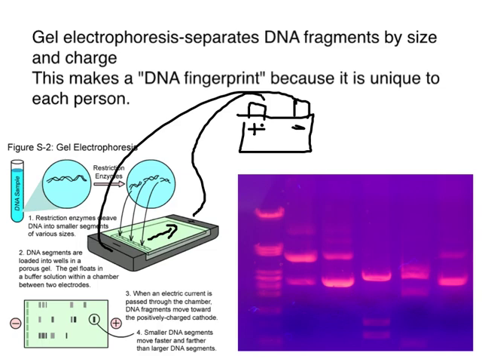Now, here's the thing. The smaller pieces are going to be able to move faster through the gel. The larger pieces are going to get stuck in the gel, so the longer pieces are going to stay closer to the wells where you loaded the DNA. The smaller pieces are going to move a little farther down the gel. And ultimately what you're going to get out of this is a DNA fingerprint. You will get a unique pattern of DNA for each person, and this is called your band pattern.